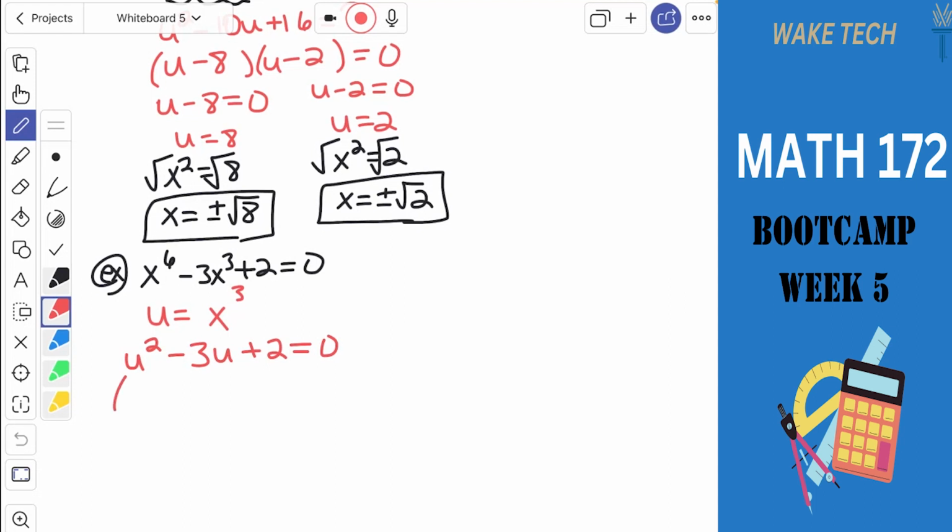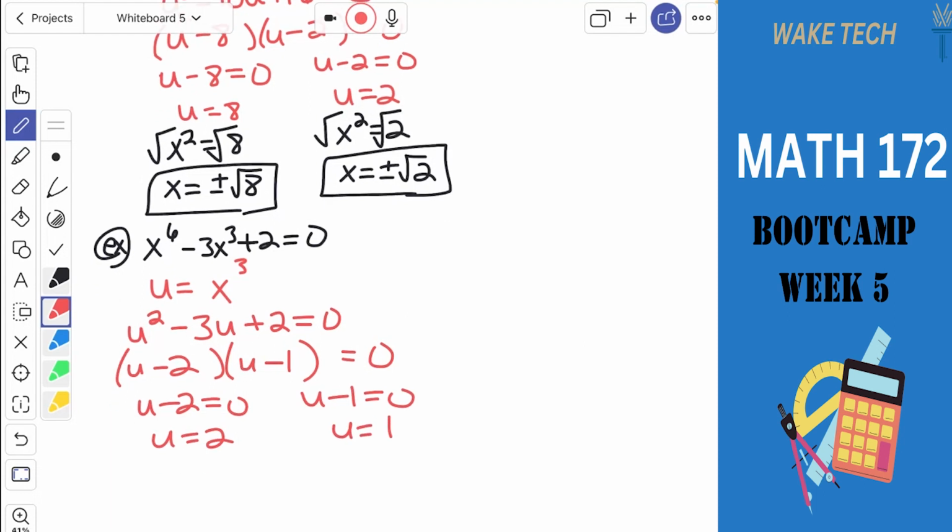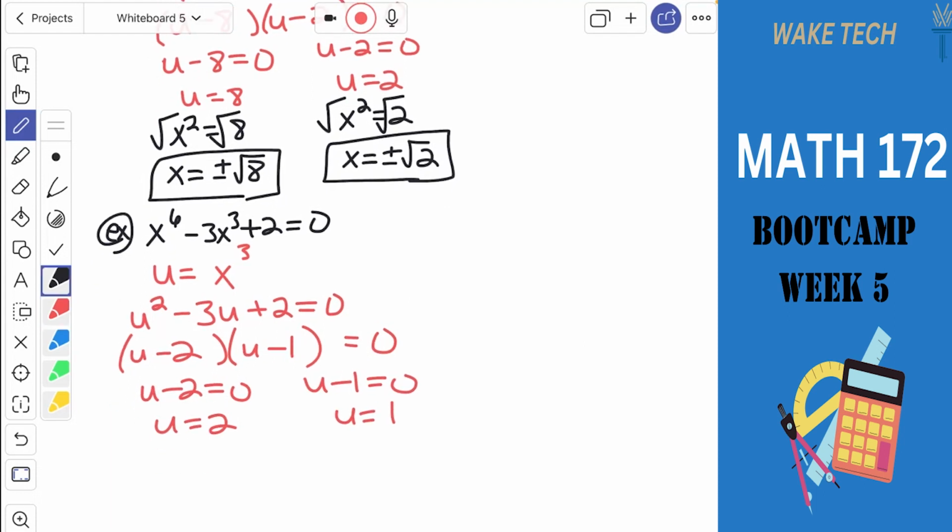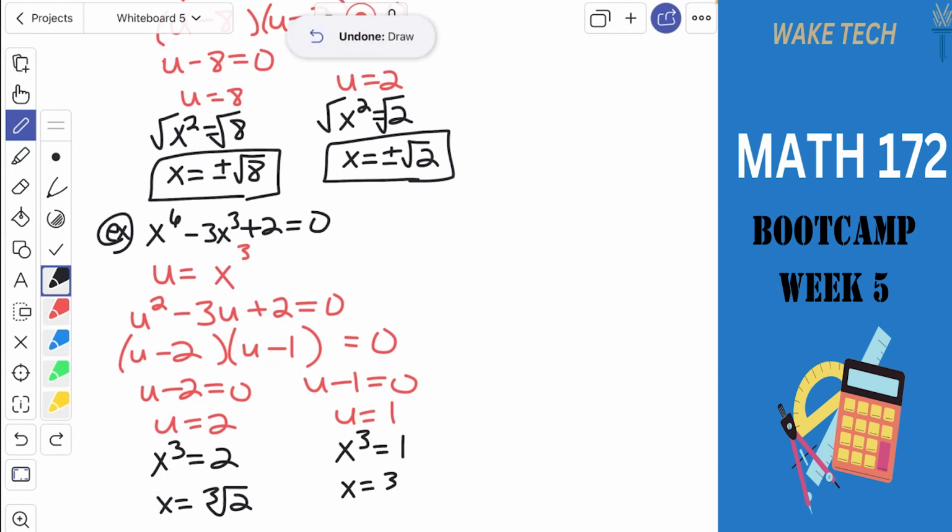So this factors with the u's into u minus 2, u minus 1, which tells us that u minus 2 is 0 and u minus 1 is 0. And so u is 2 and u is 1. Anytime we use substitution, we always have to undo that and solve for the variable we were actually given. So that would tell us that x to the 3rd equals 2 and x to the 3rd equals 1, which means x is the cube root of 2 and x is the cube root of 1, which is 1.